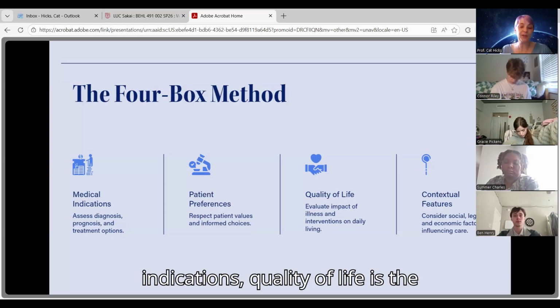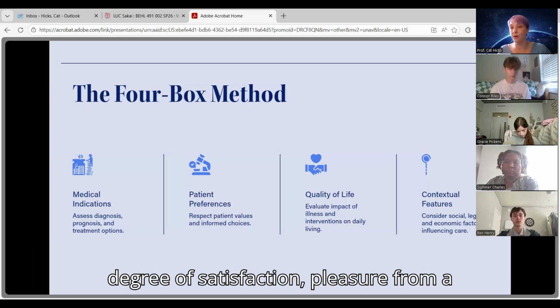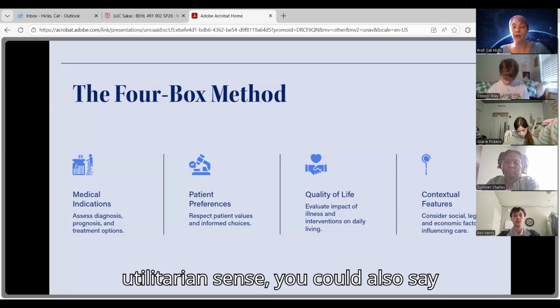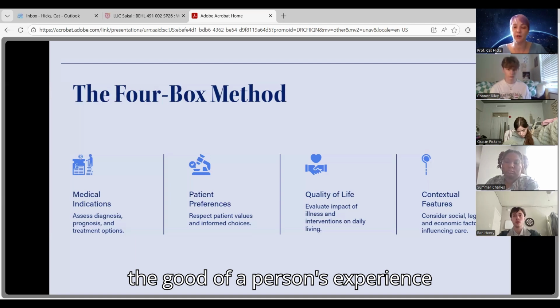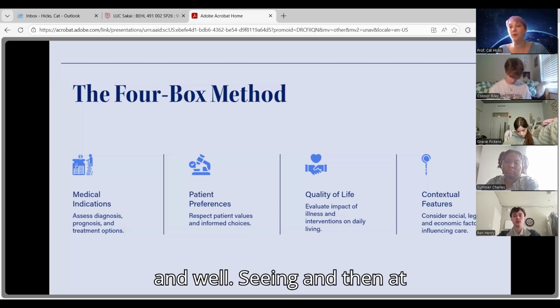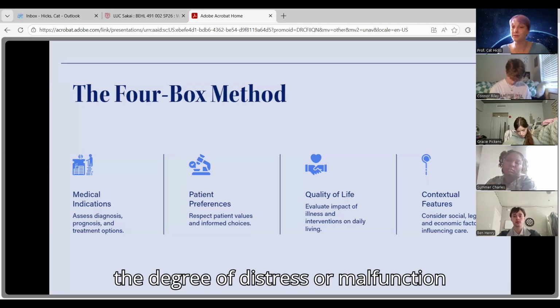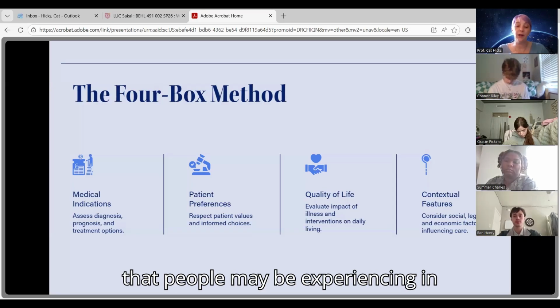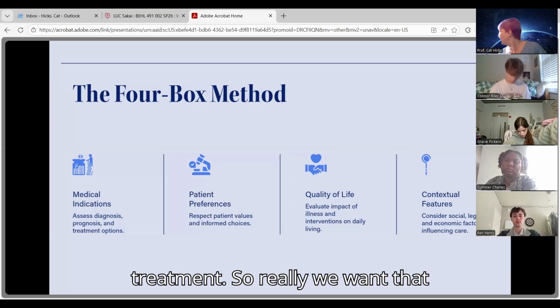Quality of life is the third domain. It documents a patient's degree of satisfaction, pleasure, from a utilitarian sense, you could also say the good of a case or the good of a person's experience, and well-being. And then at the opposite end, also, it signifies the degree of distress or malfunction that people may be experiencing in their life prior to and following treatments. We want that comparative analysis.